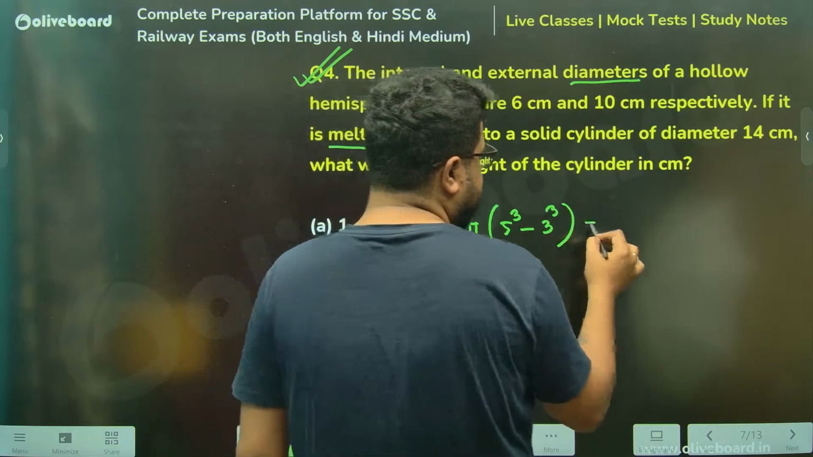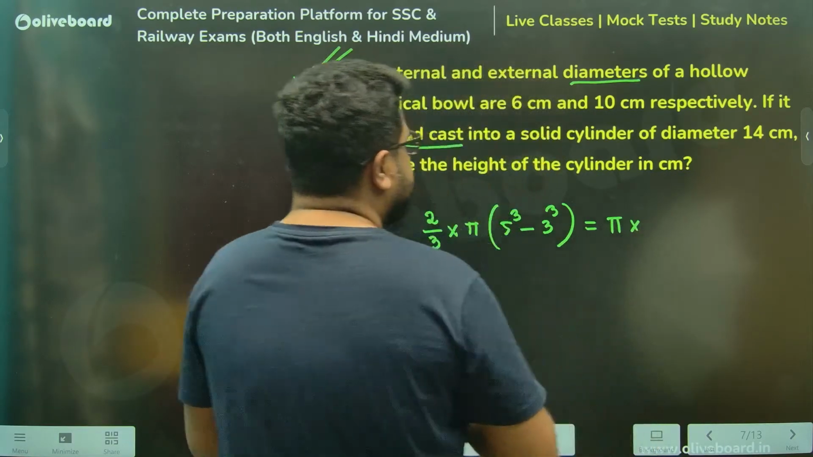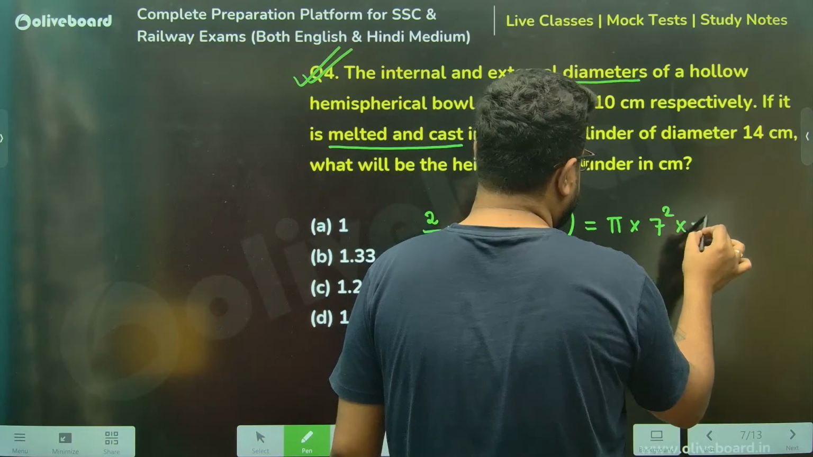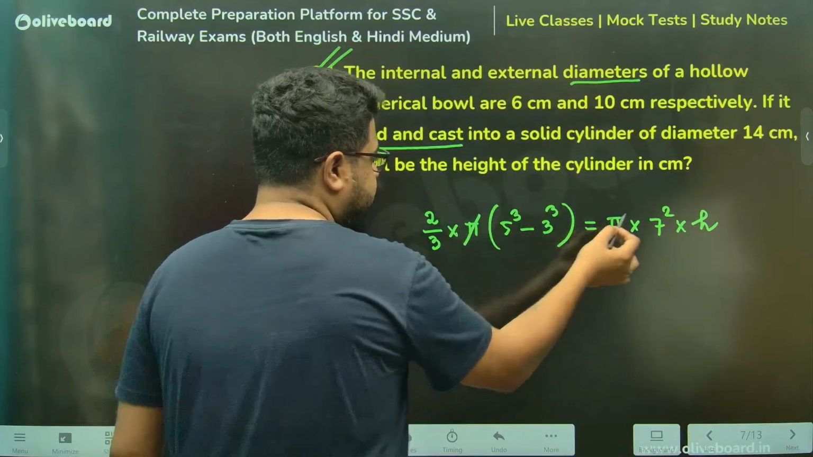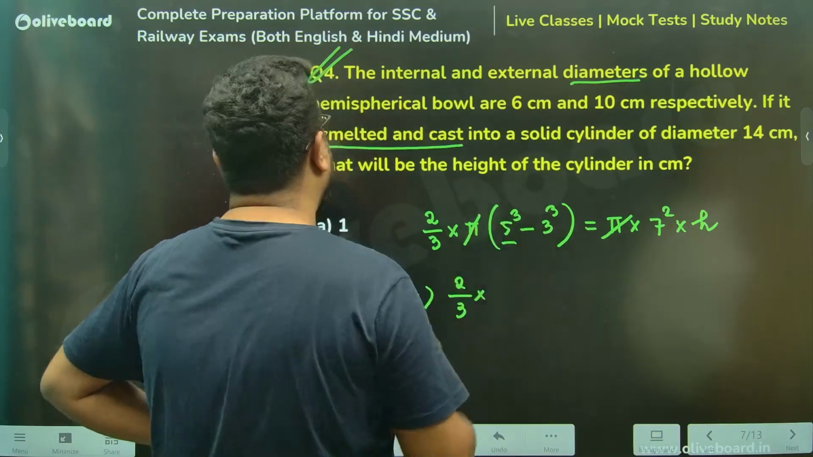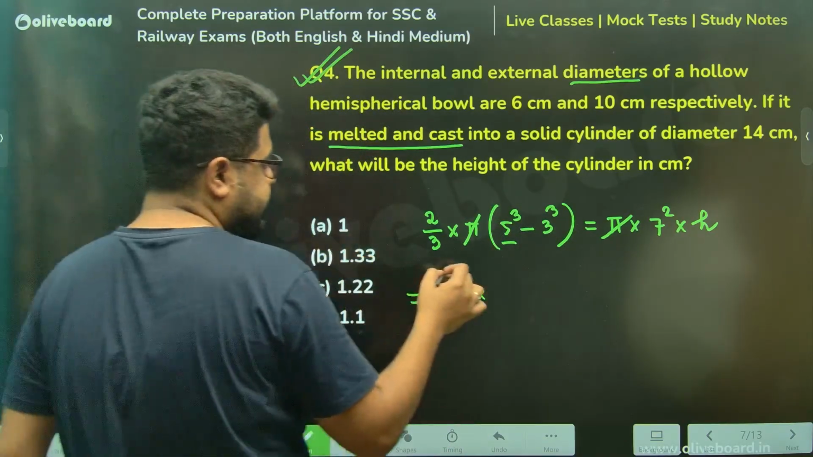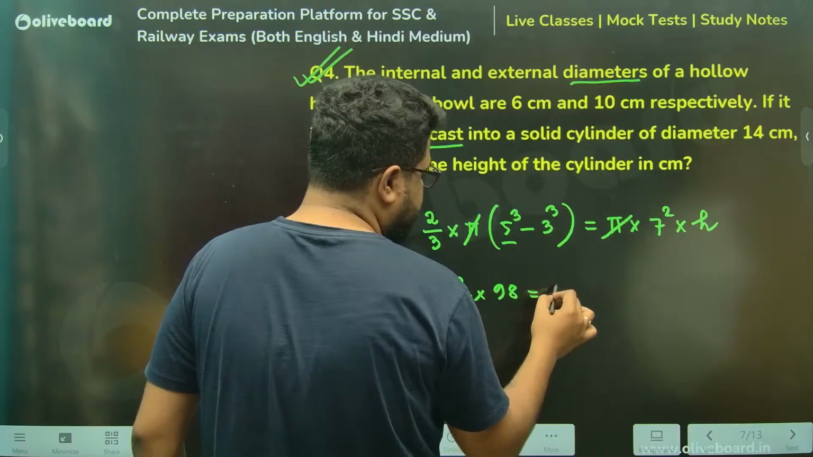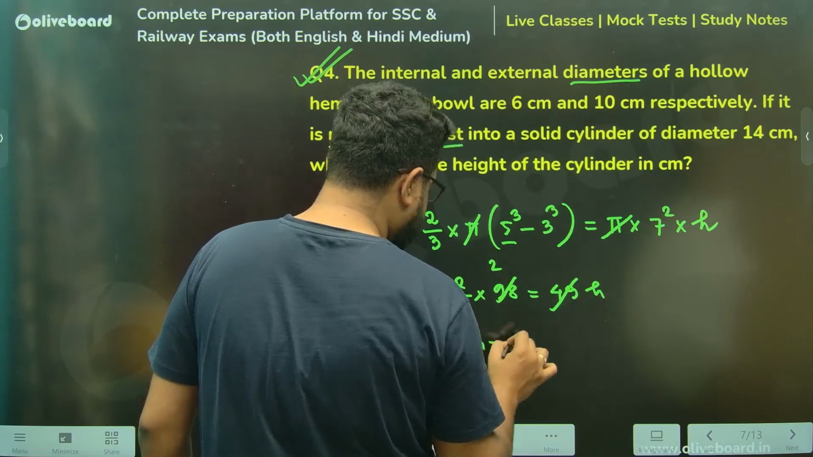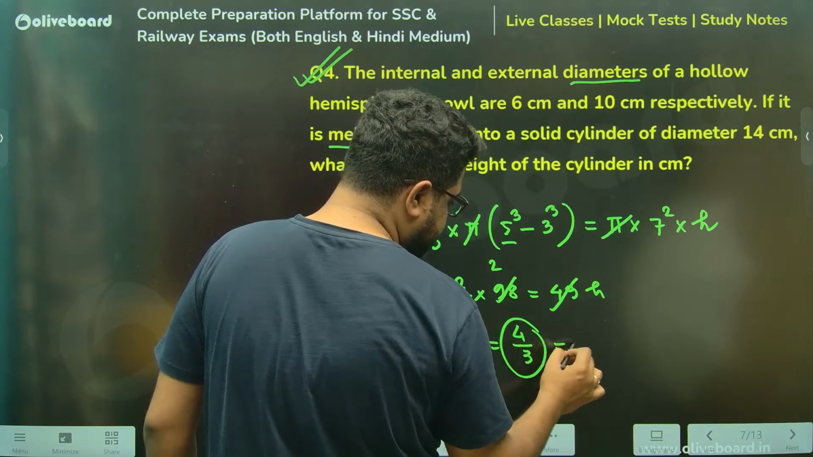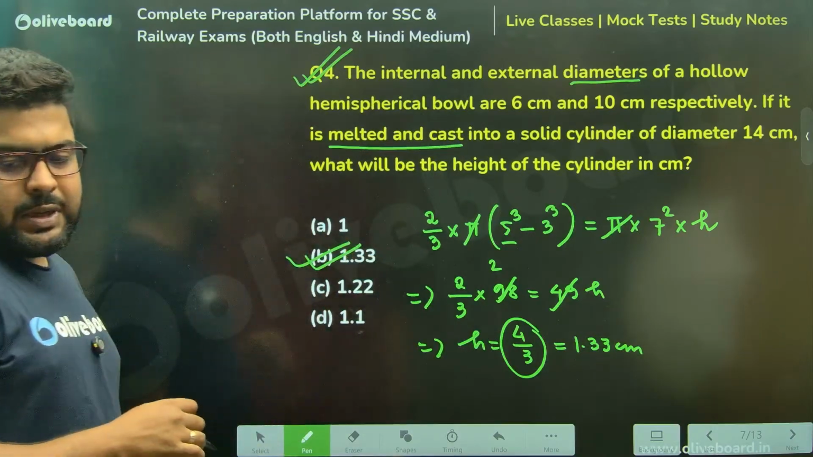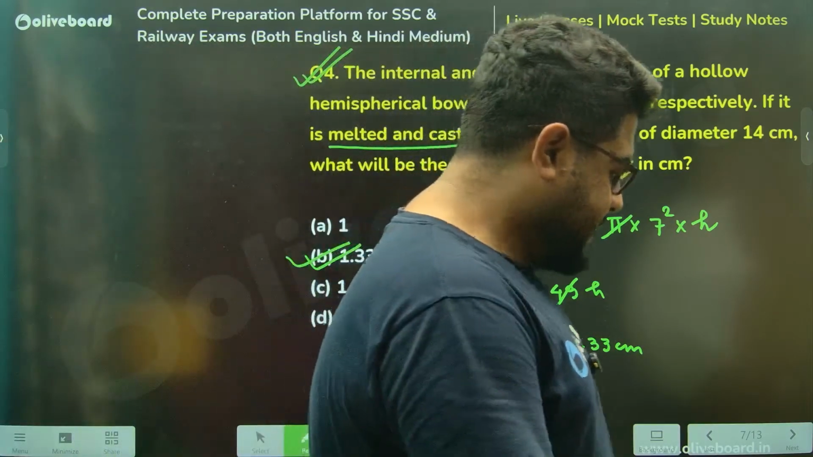That will be pi r square h. So solid cylinder diameter is again 14, so radius is 7 into h. They are asking the height. Sir, pi cancels. 2 by 3 into 125 minus 27, 98, I guess, is equal to 49h. 49 twos are this. So h becomes 4 upon 3, which is nothing but 1.33 centimeters. Sir, option number B is the answer. Option number B is most definitely your correct answer.